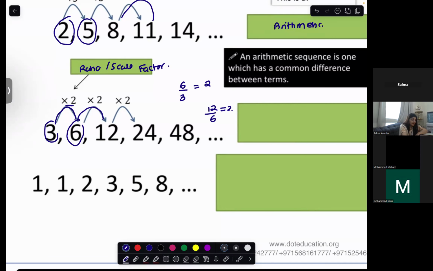Okay, so which type of series is this? The second one that we are discussing, it's a geometric series. How about the last one? Arithmetic. What tells you it's arithmetic?